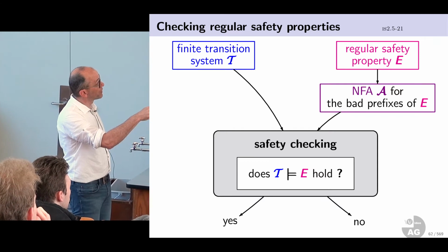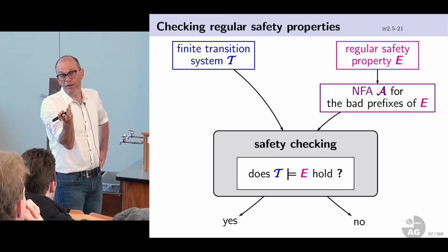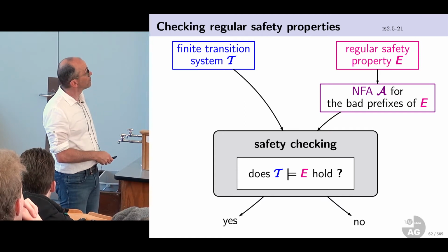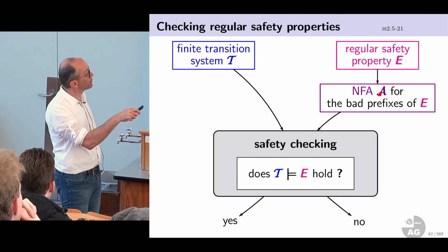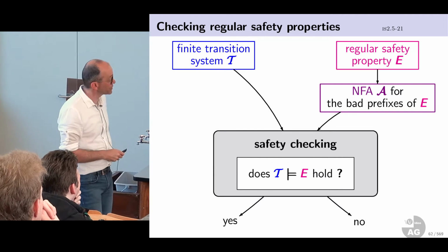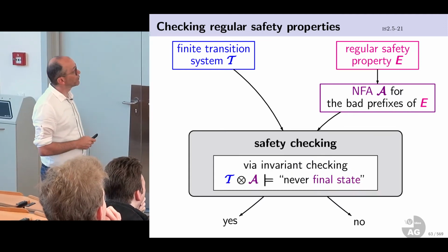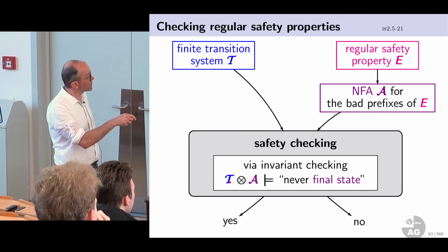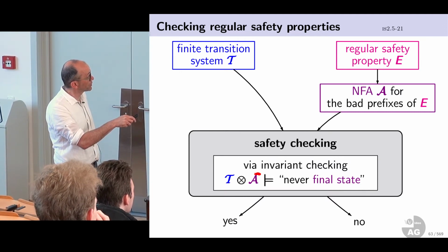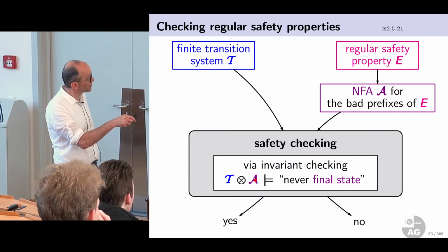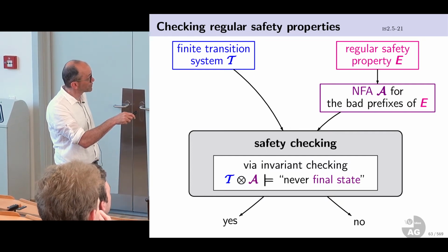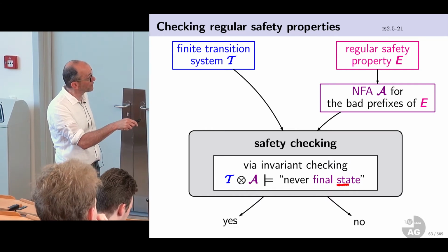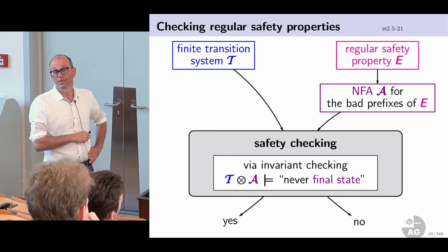For the regular safety property, it's easy. It's regular, so we can construct a bad prefix automaton. So the input to the algorithm will actually be this bad prefix automaton and the finite transition system. And then what we're going to show is that we're going to construct a new transition system, which will be some kind of combination of the non-deterministic finite state automaton and the transition system. And in this new transition system, we're going to check that we can never reach a final state.